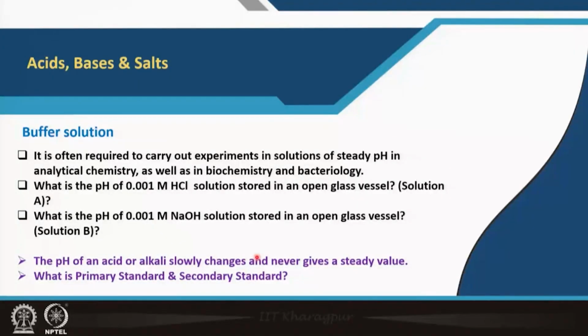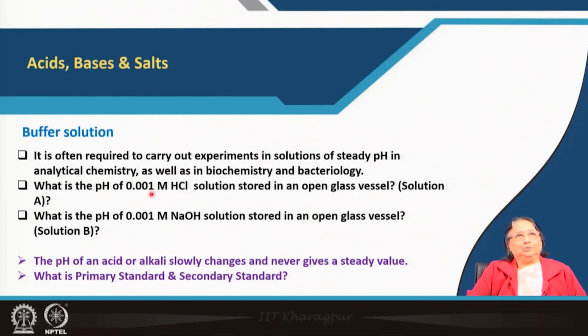And in this lecture I will cover mainly the buffer, the mechanism of buffer action and how to select the buffer. Buffer is very important in chemistry in maintaining the pH. It is often required to carry out experiments in solution of steady pH. It is very useful in analytical chemistry as well as in biochemistry and bacteriology.